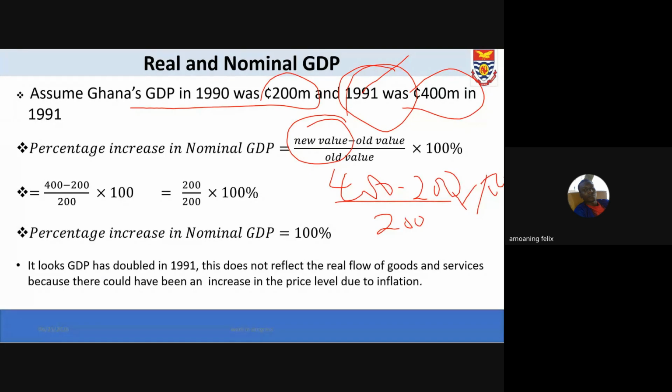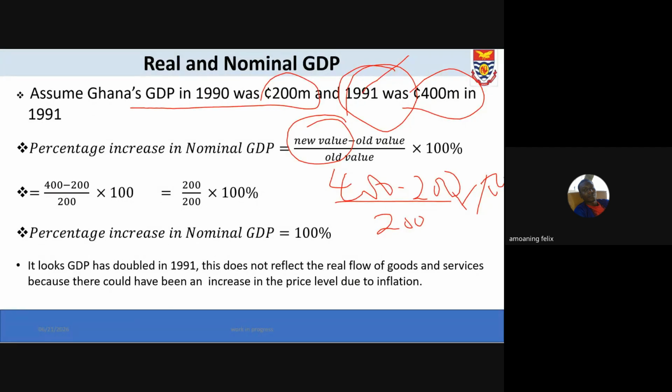We calculate for growth rate by looking at the new year value minus the old year value divided by the old year value times 100. So the current year minus the previous year divided by the previous year times 100.